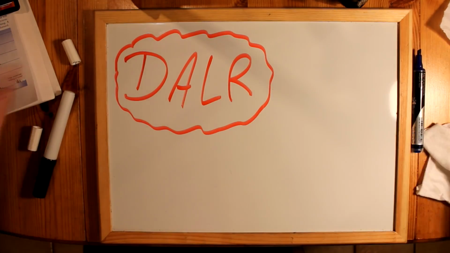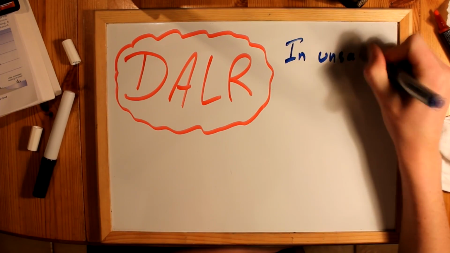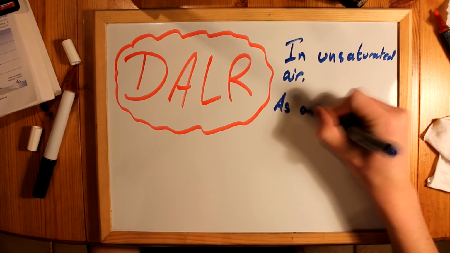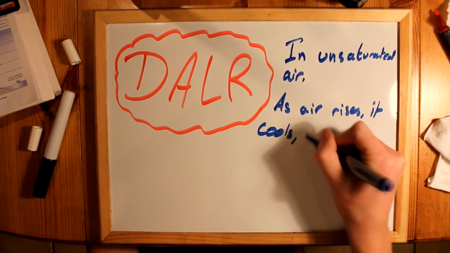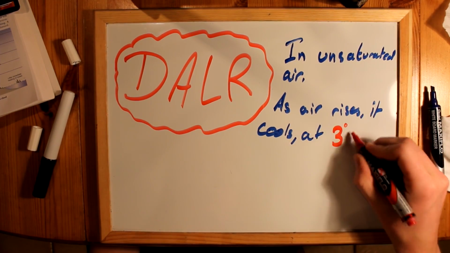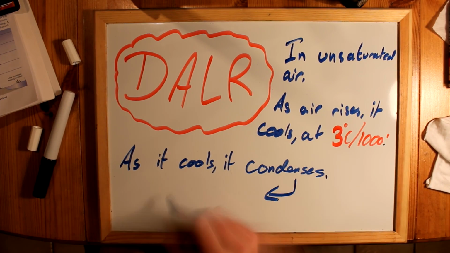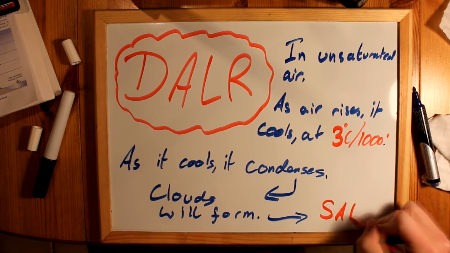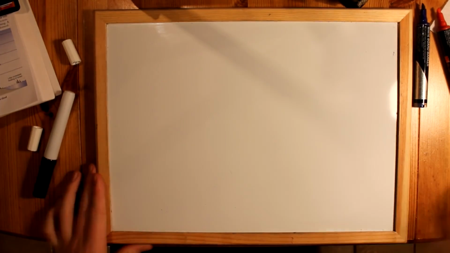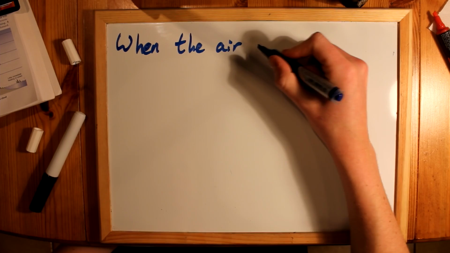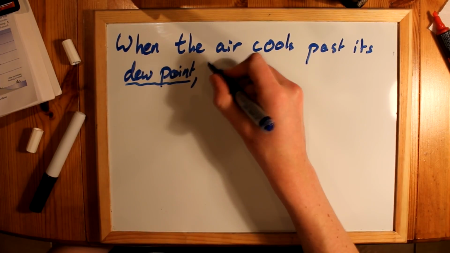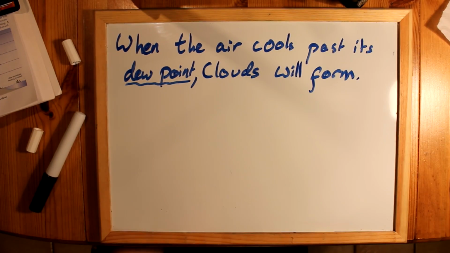Let's start with the DALR. In unsaturated air, i.e. dry air, as air rises it cools at 3 degrees centigrade per 1,000 feet. As it cools, it condenses. Eventually, clouds will form. This is where we use the SALR. The dew point is the term given to the temperature where there is 100% relative humidity. In layman's terms, this is the temperature that clouds will form at.